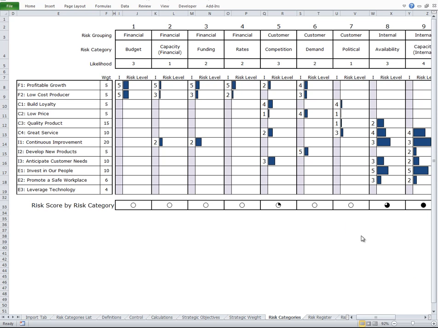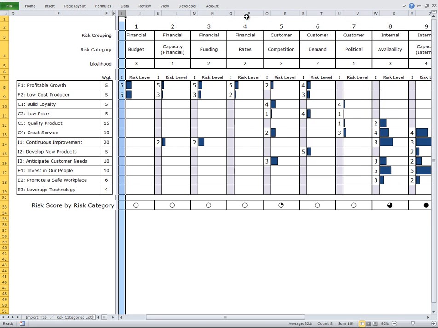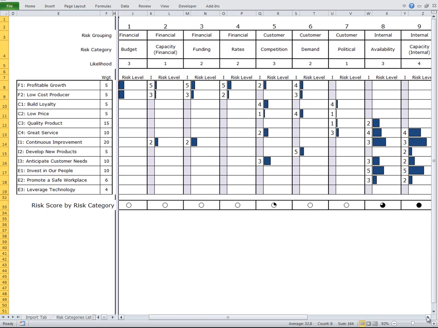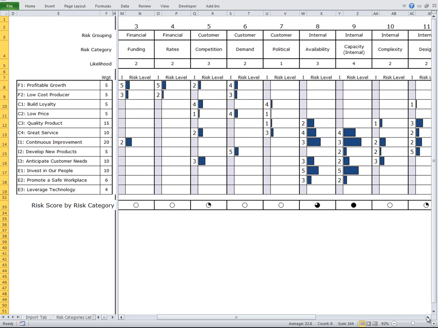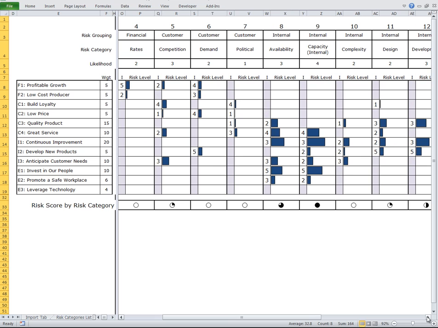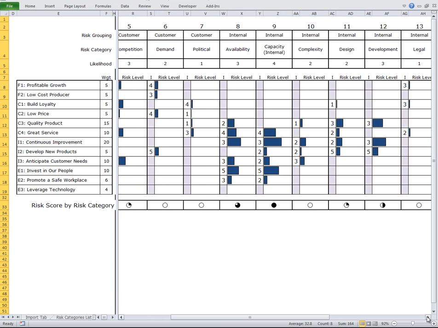To do this, I'm going to split the screen. To split the screen, you just need to put your cursor where you want the split to occur. View, split. Now, as I scroll, you'll see that the columns slide behind the titles so I can still see the titles. So here's a good place for us to go.